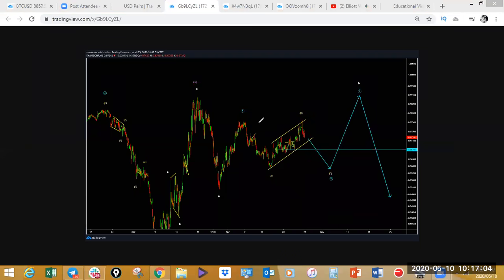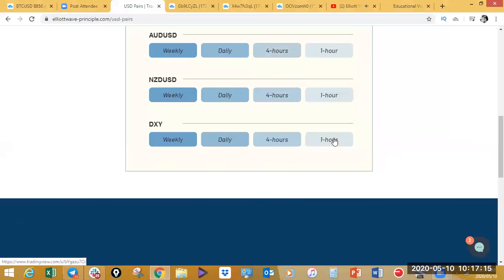So I'm going to be doing an update on this. So that is how accurate the US dollar pairs have been in the last couple of weeks, and that is how they have played out. Okay, so US dollar pairs, and also just looking at the dollar index.